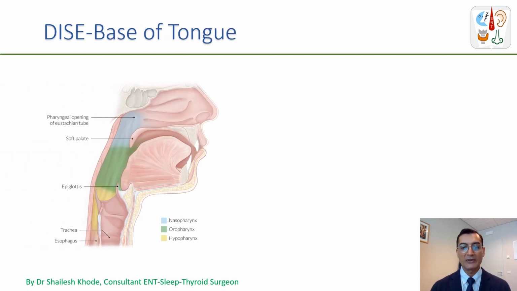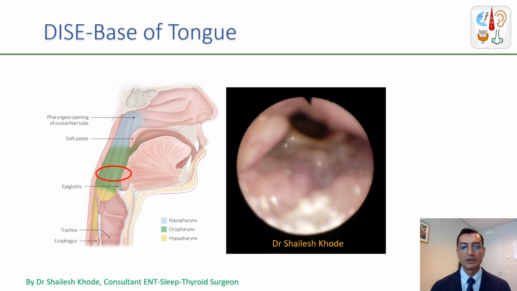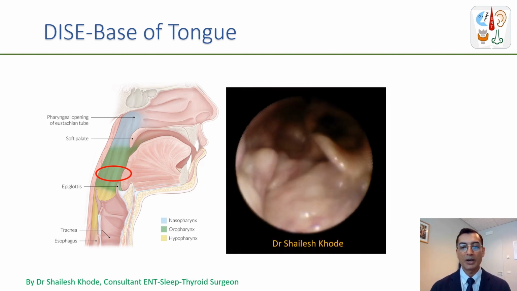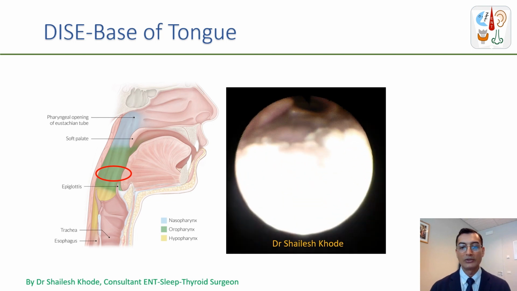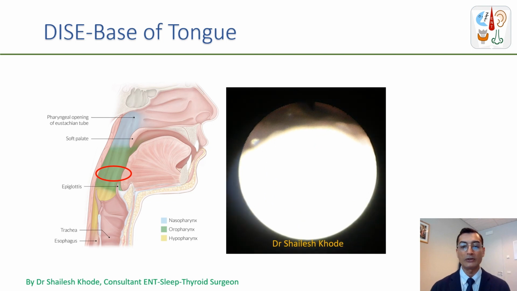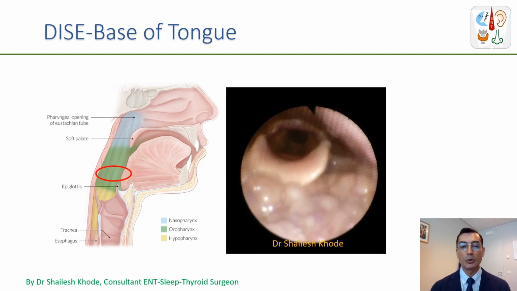Then the third station is the base of the tongue. Here we look for the collapsibility. Is it a partial or complete collapse? Is the base of the tongue pushing the epiglottis backward, giving you a secondary collapse of the epiglottis? And how much is the contribution?